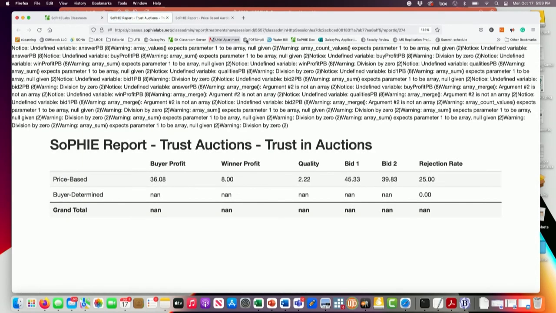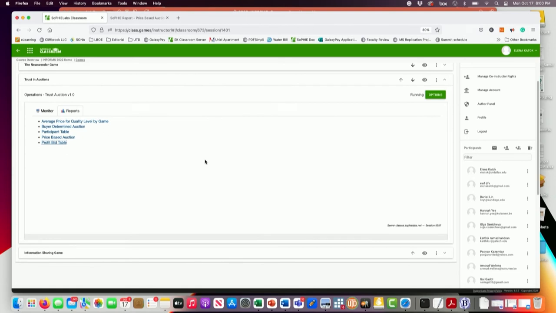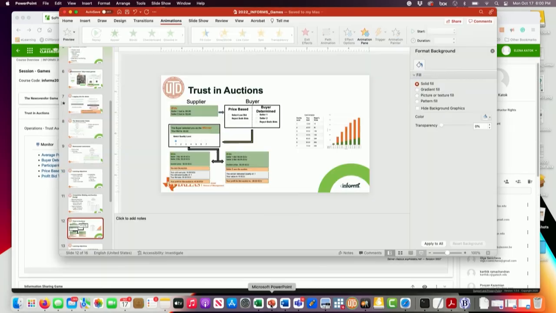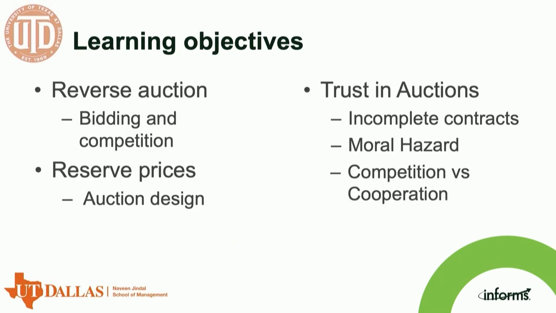Yeah, this is giving some error messages because it hasn't finished. So these reports assume that everybody played 10 rounds. That's why it is. Okay. That's this game. So.